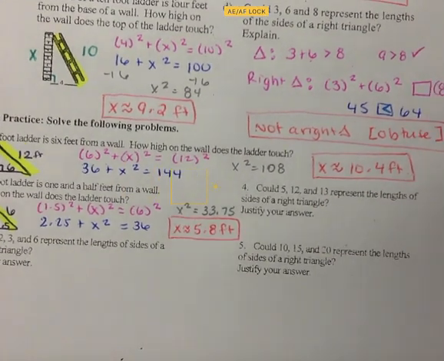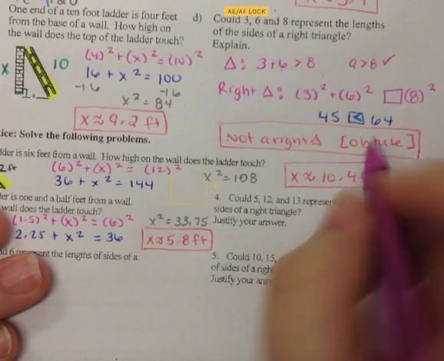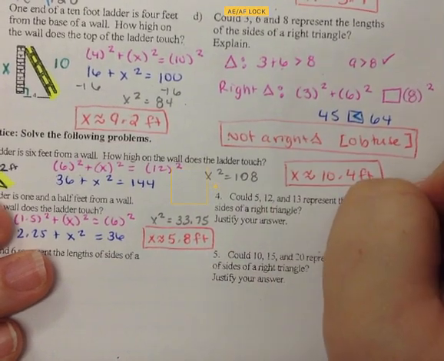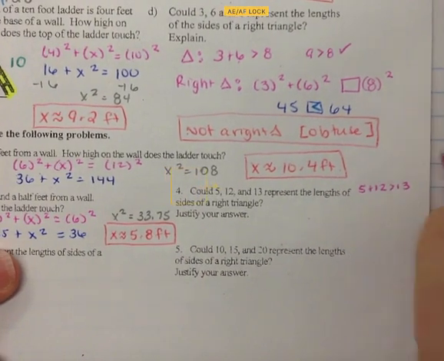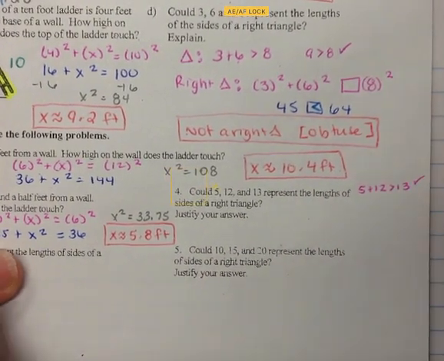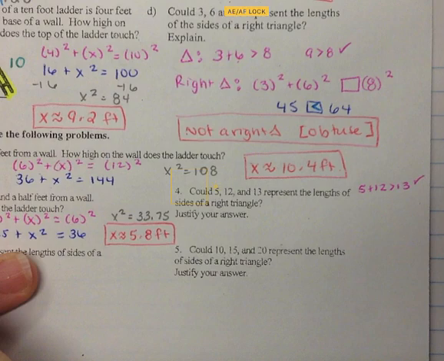Question 4 says 5, 12, and 13 represent the lengths of the sides of a right triangle. Could they? Justify your answer. So again, the first thing you have to do is, can they even form a triangle? So we do 5 plus 12 has to be greater than 13. 5 plus 12 is in fact greater than 13, so it is a triangle. Now we can determine if it's a right triangle or not.